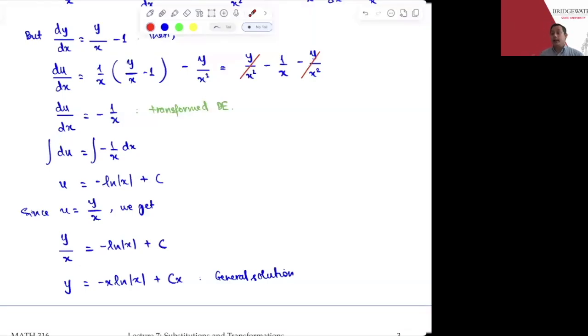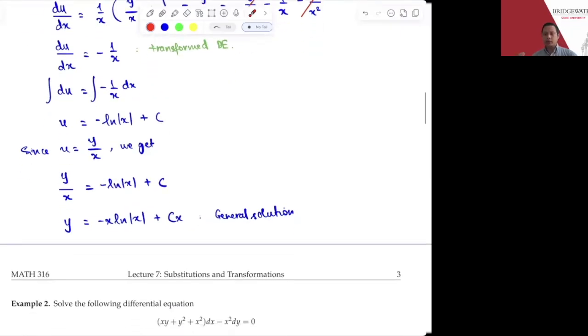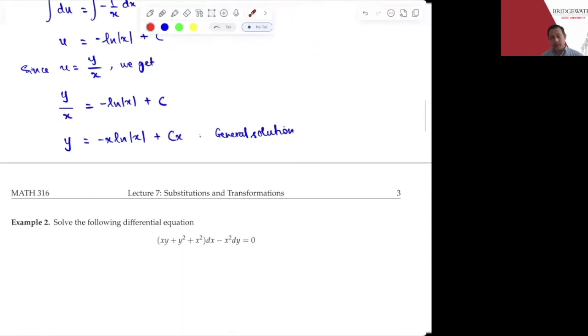Okay. Now let me move on to example 2. Again, in example 2, we're going to find the solutions to differential equations. But this one is still going to be a homogeneous equation. This one cannot be solved using any of the techniques that we have learned so far. That is, you cannot use separation of variables directly, you cannot use an integrating factor directly, and you cannot use the exact differential equation method directly.